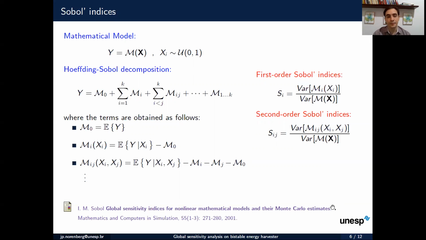Then we can relate this variance to the total variance, which gives the Sobol indices. The first order computes the individual effect of each parameter, that is, the variance conditional on parameter xi over the total variance. This value is between 0 and 1. The second order of Sobol indices computes the joint effect of two parameters, that is, the variance conditional on parameters xi and xj over the total variance.